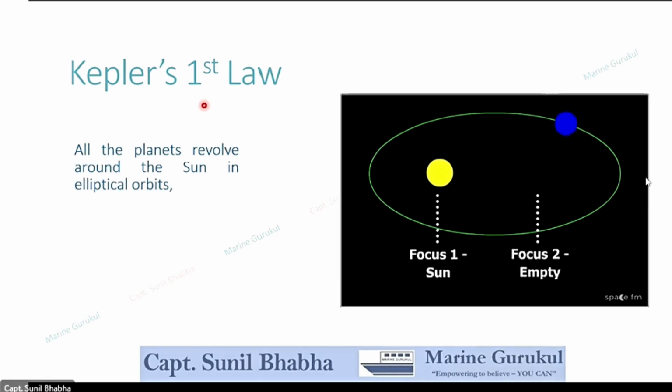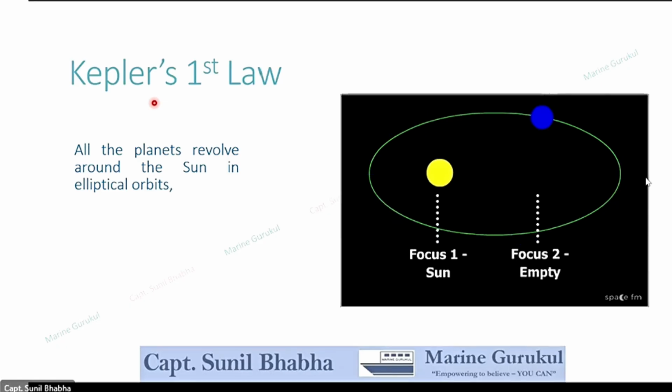The first law of Kepler states that all the planets revolve around the sun in elliptical orbits. So as you can see, we have this blue color planet revolving around the sun in an elliptical orbit. The green color orbit which we see in the diagram has an elliptical shape. Now before Kepler, people used to believe that the orbits of planets are circular, but Kepler with his observations proved that these orbits are not circular but elliptical.